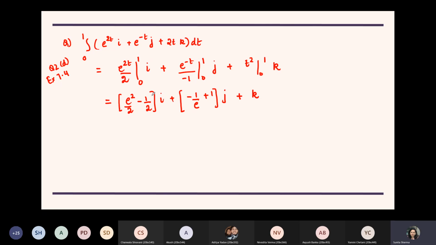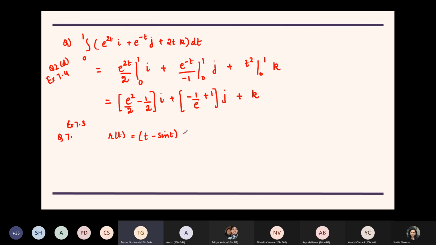Okay, there is one more question from Thukral sir's book which I can discuss right now. This is from exercise 7.3, question number 7. So r(t) is the position vector of a particle. Find the time when the velocity and acceleration are orthogonal.